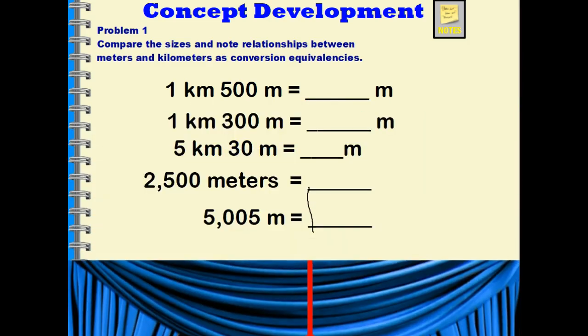Right. Let's take a look at these. 1 kilometer and 500 meters. We're just going to combine this. That's 1,500. 1,300. Now here's where it gets a little tricky because you have to put in the 0 in the hundreds place. So we have 5,030. That's 25. 2,500. So that is going to be 2 kilometers and 500 meters. This is going to be 5 kilometers and 5 meters.